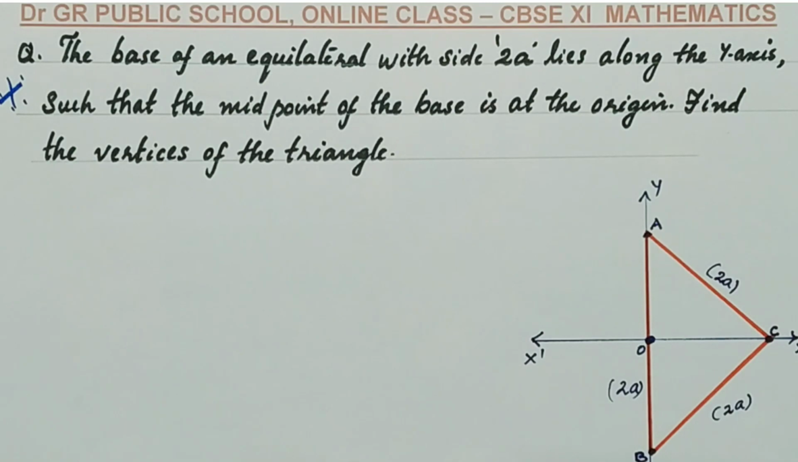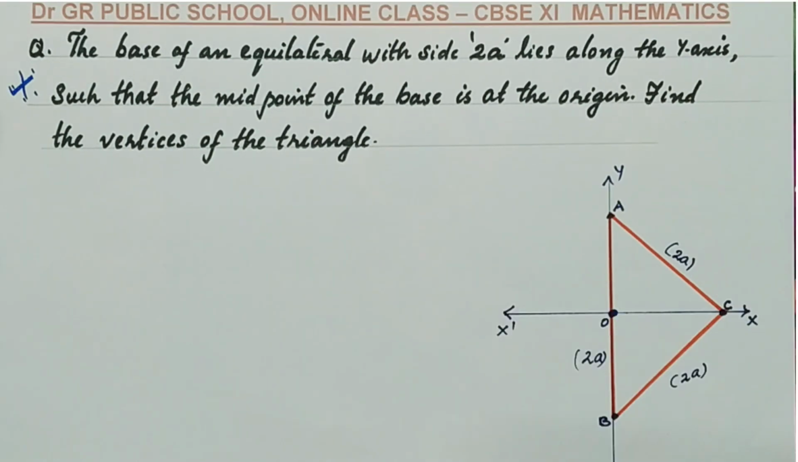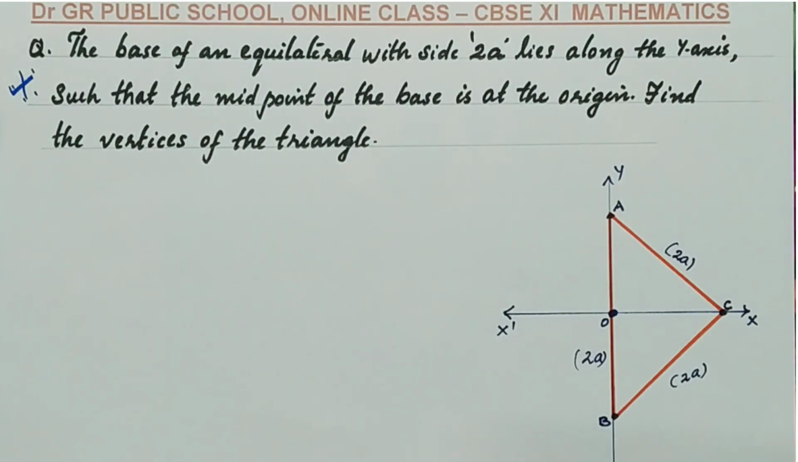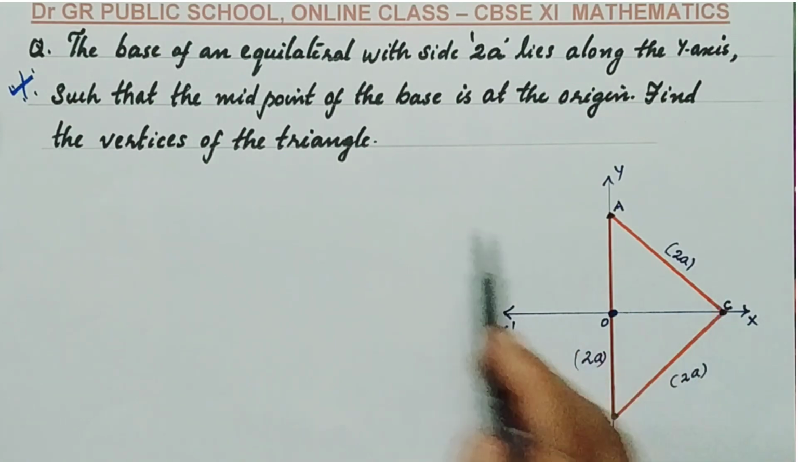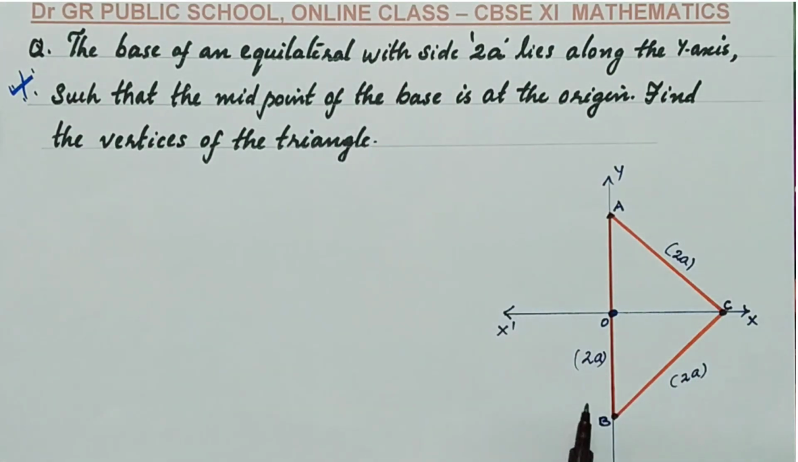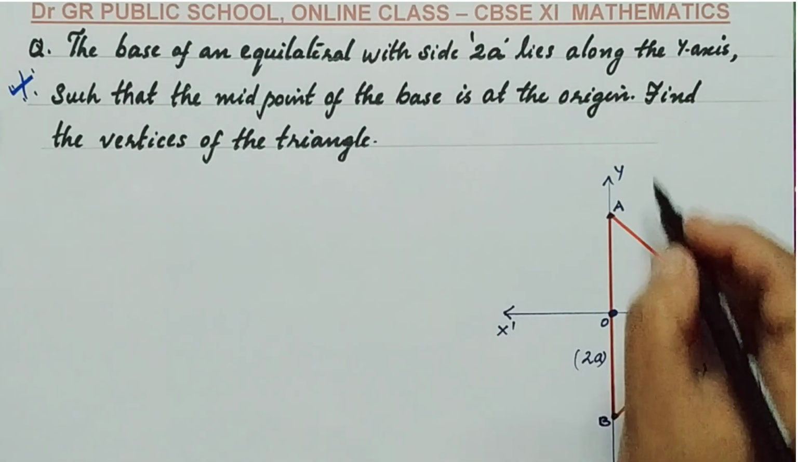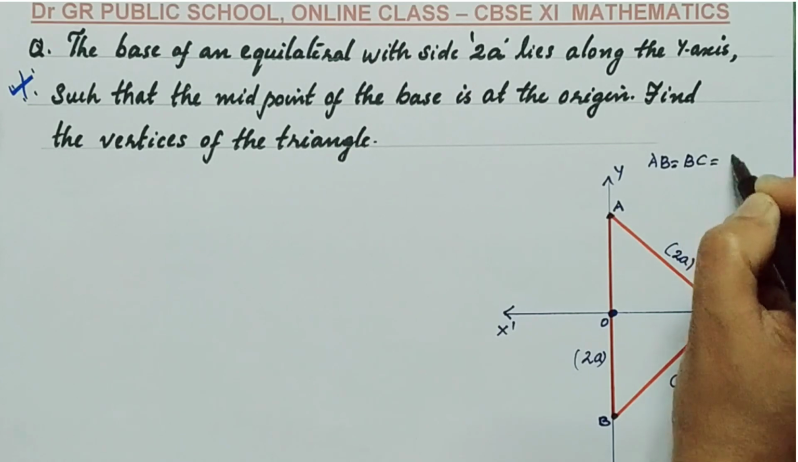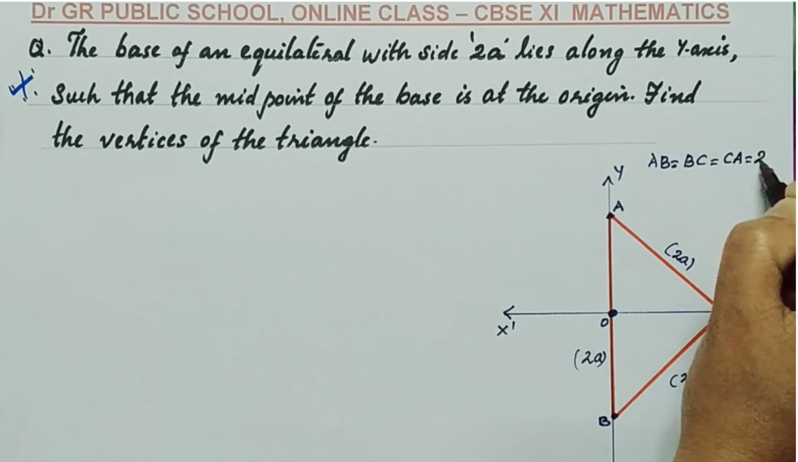The base of an equilateral triangle with side 2a lies along the y-axis such that the midpoint of the base is at the origin. Find the vertices of the triangle. A very important question. Consider a triangle ABC given that it is an equilateral triangle with side 2a. Means that the length of all the three sides AB equal to BC equal to CA, all are equal to 2a units.